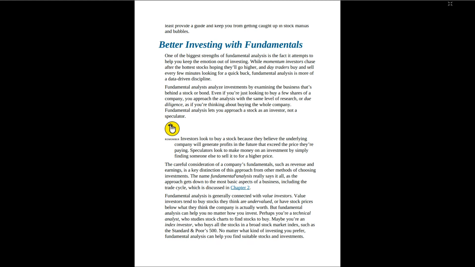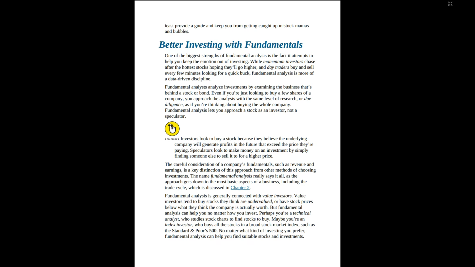Fundamental analysis is generally connected with value investors. Value investors tend to buy stocks they think are undervalued, or have stock prices below what they think the company is actually worth. But fundamental analysis can help you no matter how you invest.